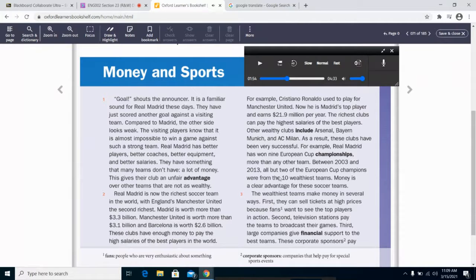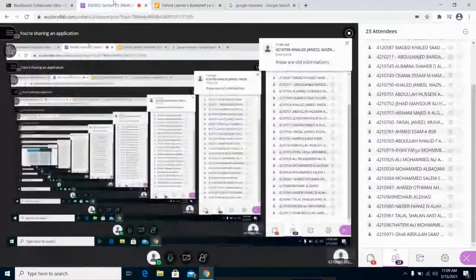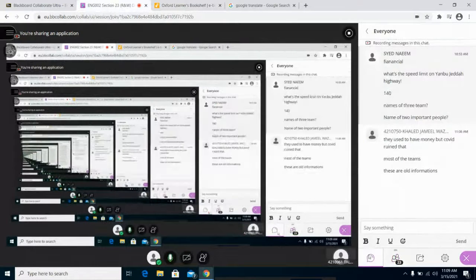All right. So can someone tell me how much does Cristiano Ronaldo earn per year? How much? Khalid thinks that this is old information. Yes, you are right. This is information based on a past situation. I agree with you, Khalid.